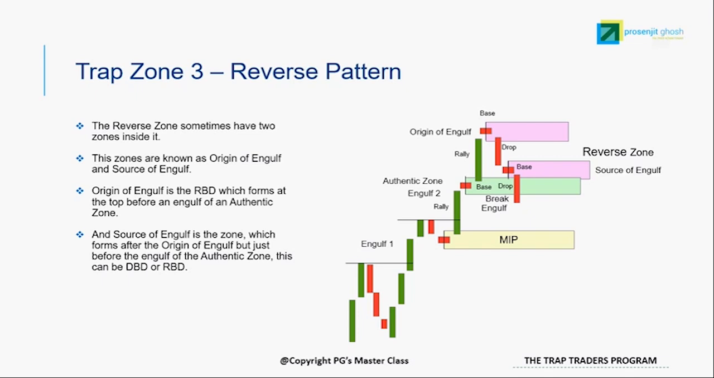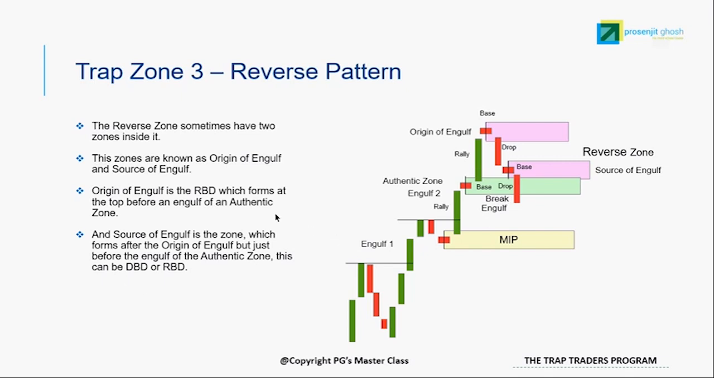In this case, I am showing you a drop base drop, but sometimes what can happen, price will drop and then a rally candle will form, then a base candle like an MIP, and then the drop will happen. So drop, rally, base, drop, engulf. So sometimes the source of engulf might look like a rally base drop as well. These are supply authentic zones we are talking about. So this is my origin of engulf and this is my source of engulf.